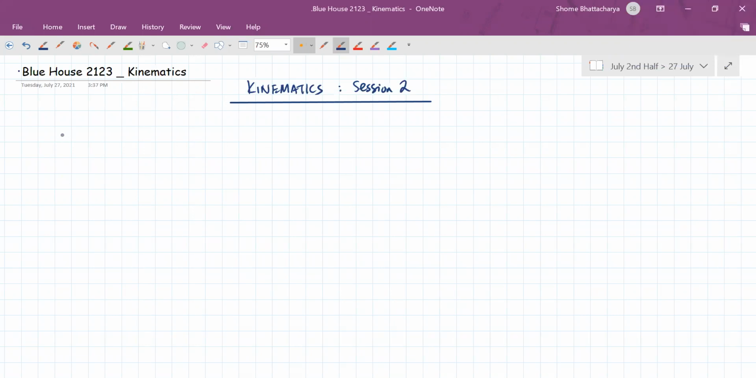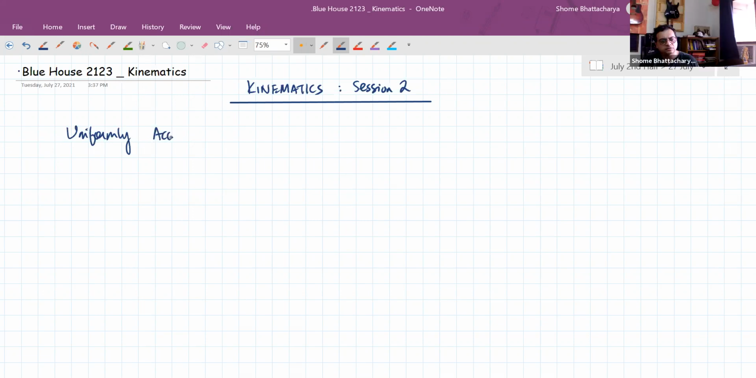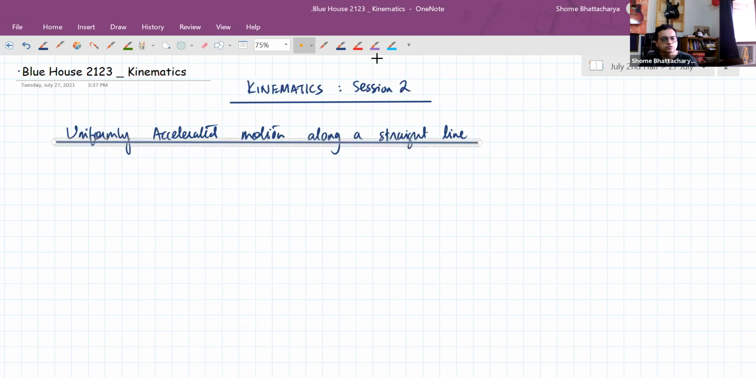Yes, so we will talk about uniformly accelerated motion along a straight line. We'll start by understanding three specific equations that we can use for this. You can think of this as a special case of straight line motion, or one-dimensional motion, in which the acceleration is constant.